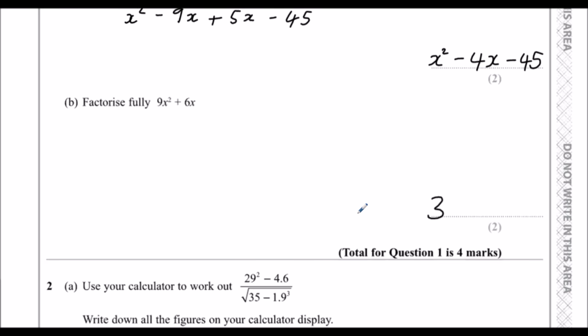And we've got x squared and x. We can take x out of both of those. So 3x on the outside. Then what's left? 3x times what makes 9x squared? 3x times 3x will make 9x squared. And 3x times what makes 6x? That's a positive 2.